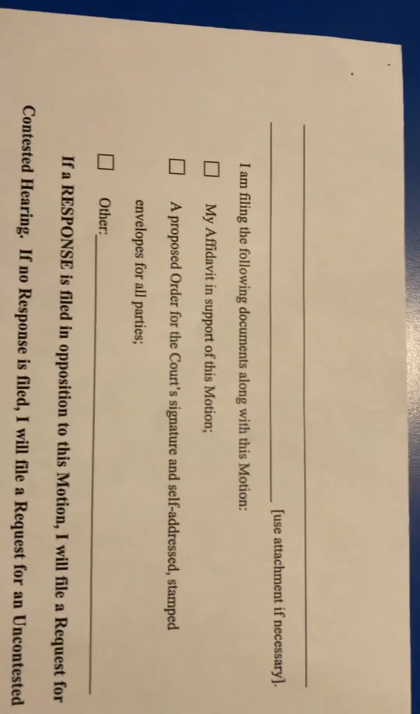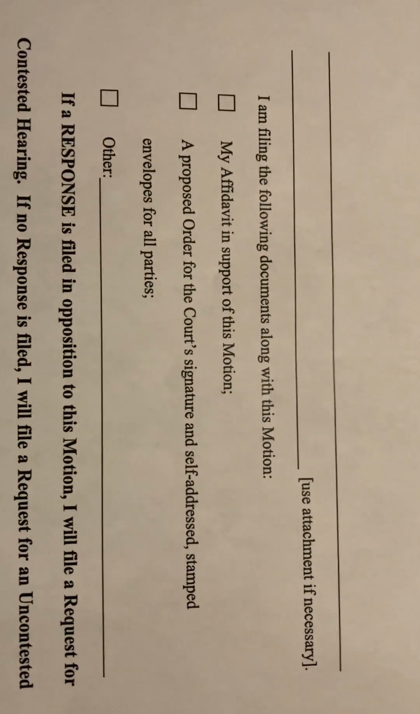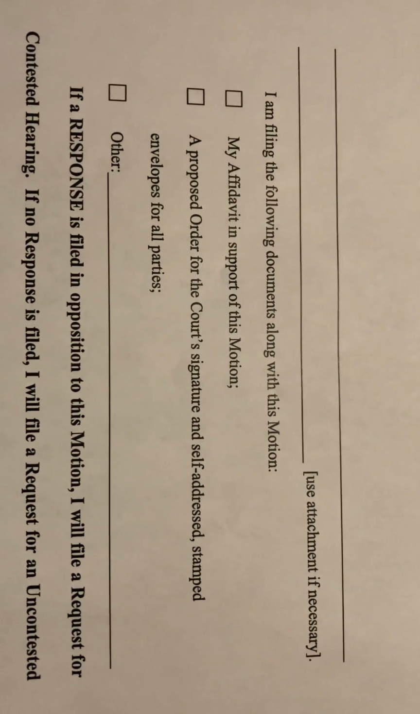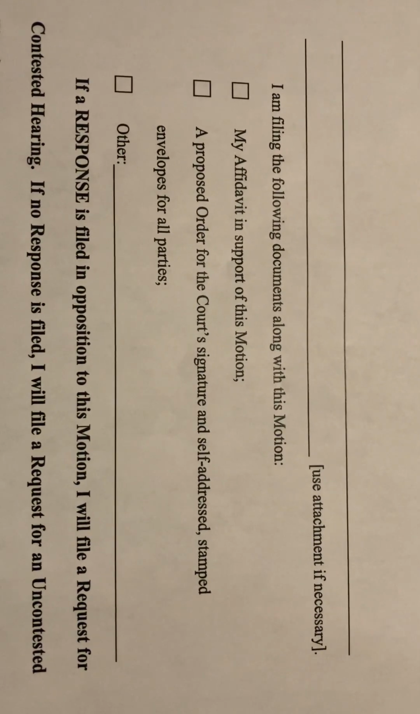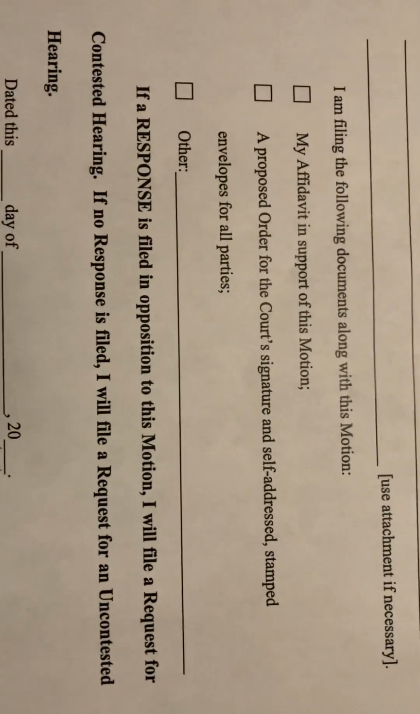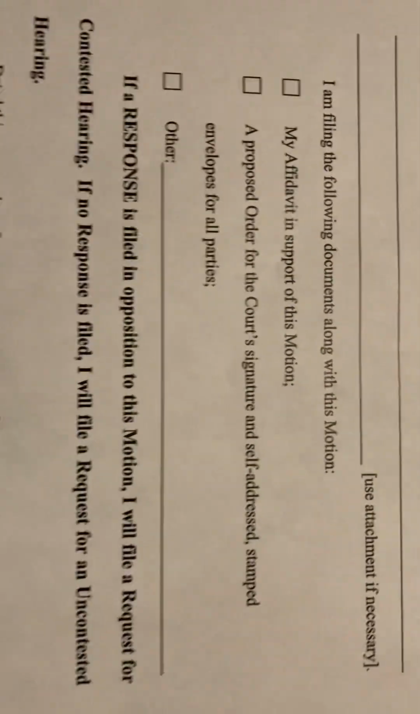Page 2 of the motion is going to ask you certain things like, I am filing the following documents along with this motion: affidavits, motions, orders for the courts. Right there it says, and self-addressed stamped envelopes for all parties. You do not need to send other lawyers envelopes and stamps, and judges. They can pretty much handle that on their own. If they can't, they probably shouldn't be in law anyway.